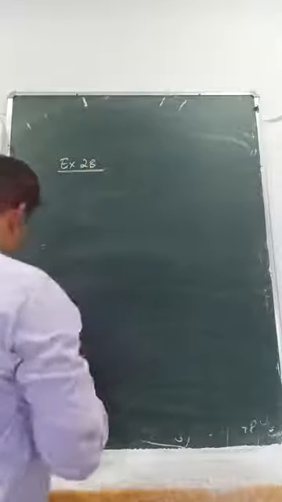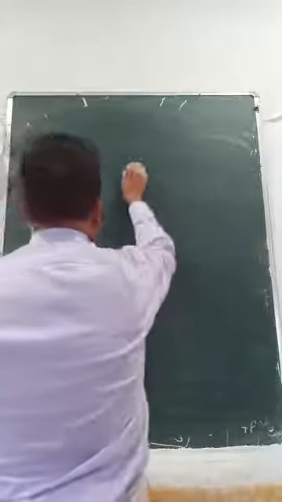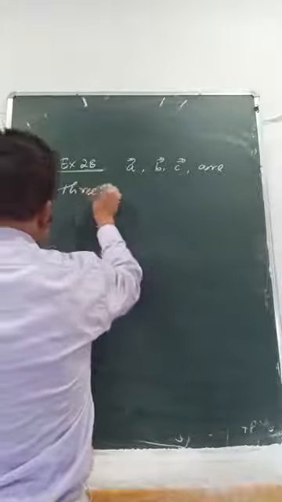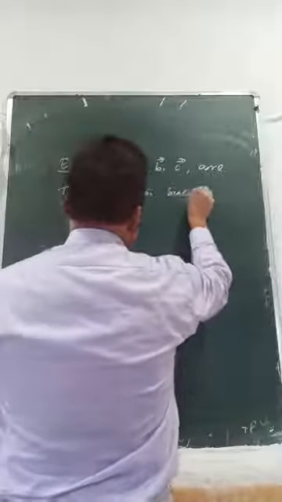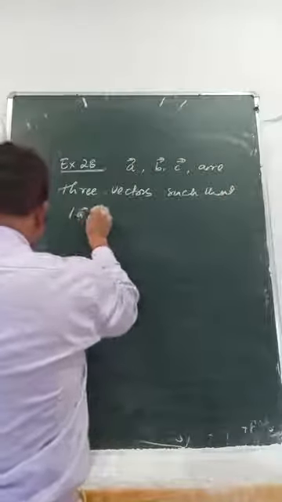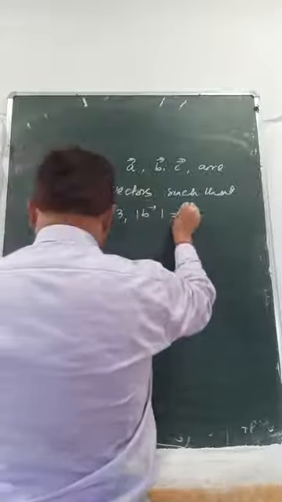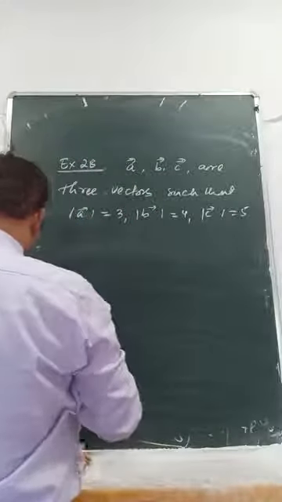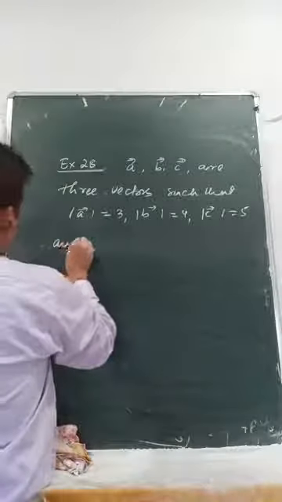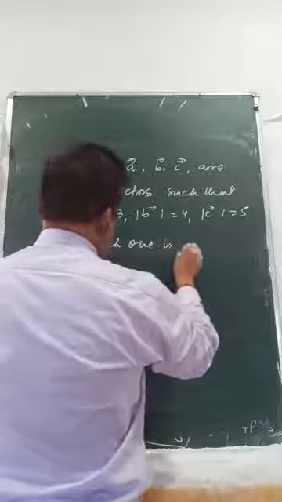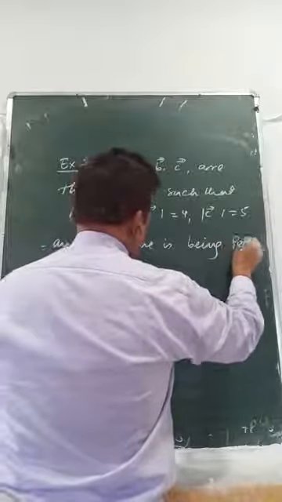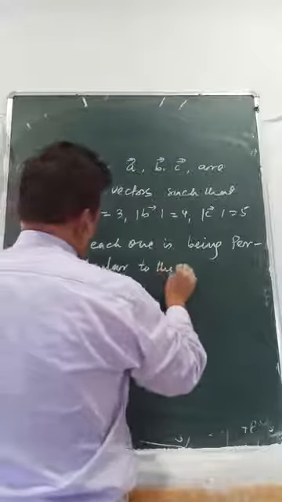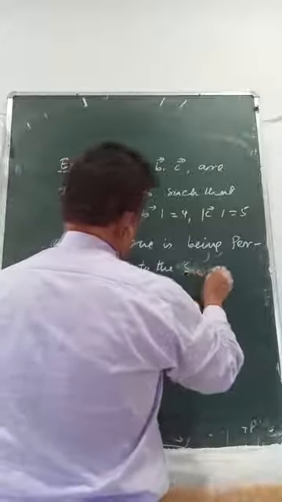Example 28. A, B, C are three vectors such that mod A equals 3, mod B equals 4, mod C equals 5, and each one of them is perpendicular to the sum of the other two.